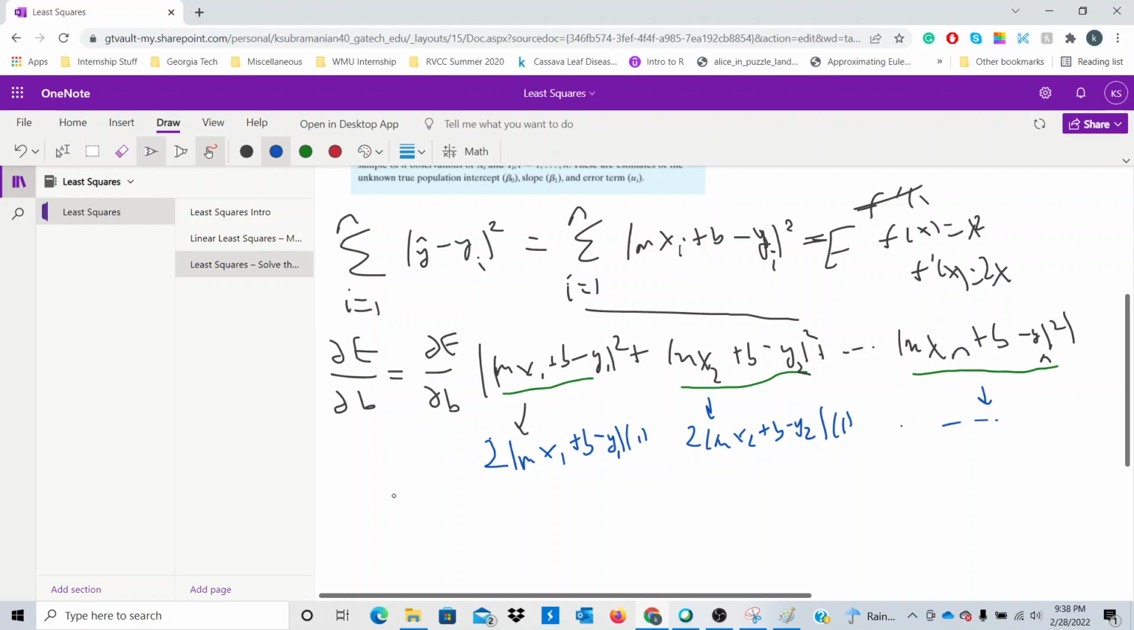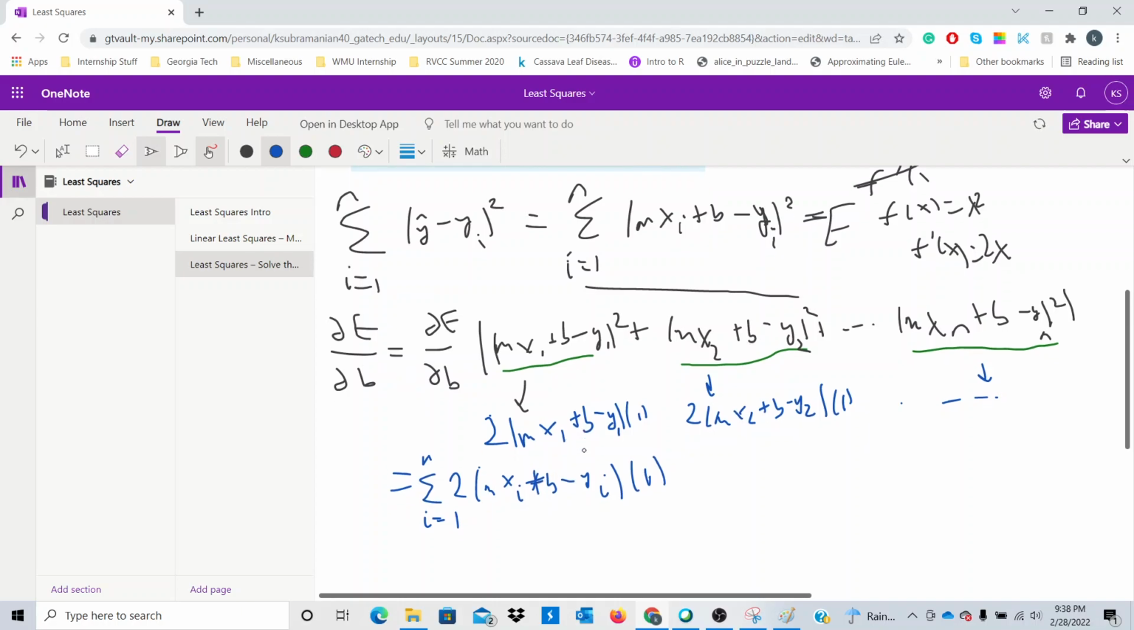So we can express this partial derivative as the following summation. We're going to sum from i equals 1 to n, and it's going to be 2 times (m x sub i, so it's that specific data point or ordered pair we care about, plus b minus y sub i) multiplied by 1. So this is the partial derivative of E with respect to b.